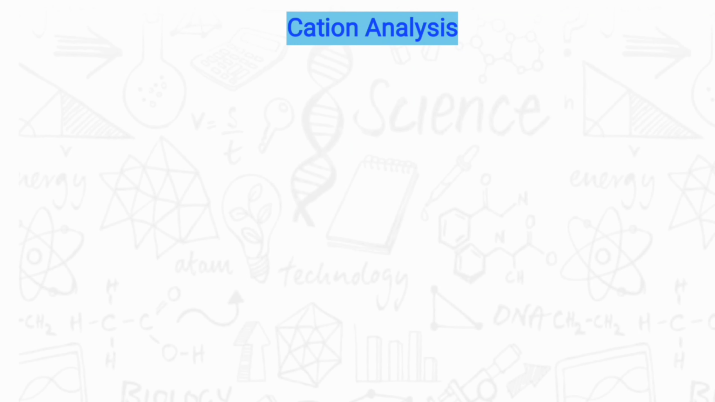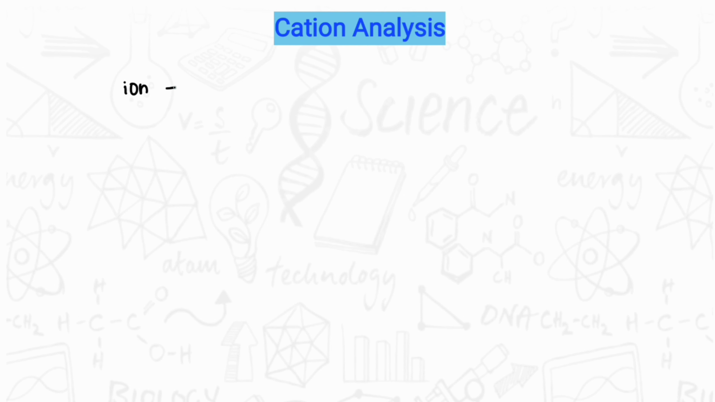In today's video, we'll be learning about cation analysis. Cation analysis is a qualitative analysis which is based on the fact that ions react with certain reagents to produce observable products. The solubilities of these salts vary, which can be used to separate them.